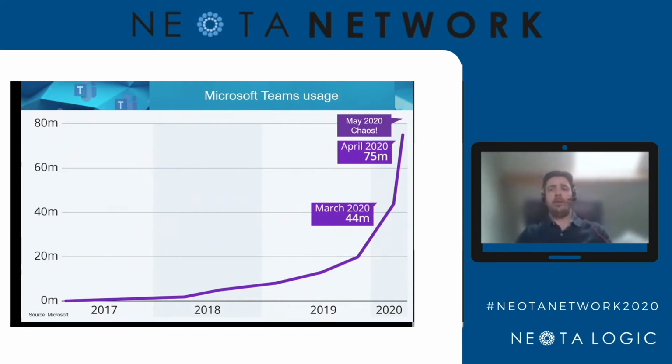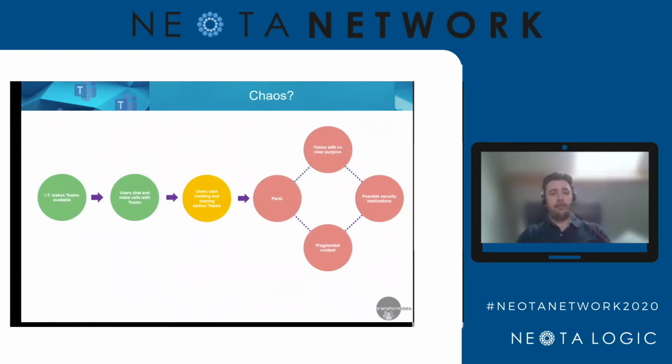And when we say chaos started, it basically means that IT teams often rushed into deploying Microsoft Teams as what they saw as the alternative to Skype for Business. So that's indeed how it started. Users adopted Teams, started making calls using Teams, and used it for instant messaging. And then at a certain point in time, users found out that it could also be used to create a team and to share content and to invite internal, or if policies allowed, even external people. And that's basically the point where chaos or panic started.